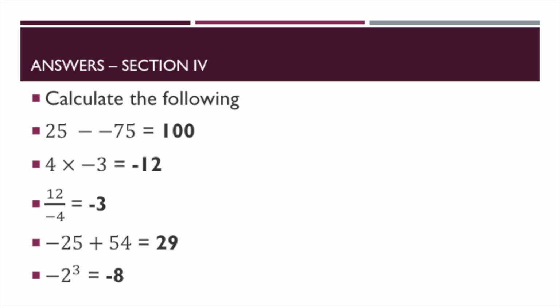And the last one is tricky. It's negative 2 times negative 2 times negative 2. Well, we know negative 2 times negative 2, a negative times a negative is a positive, so that's 4. But then we're going to multiply it by negative 2 again, so it's going to turn negative again, and it ends up being negative 8.